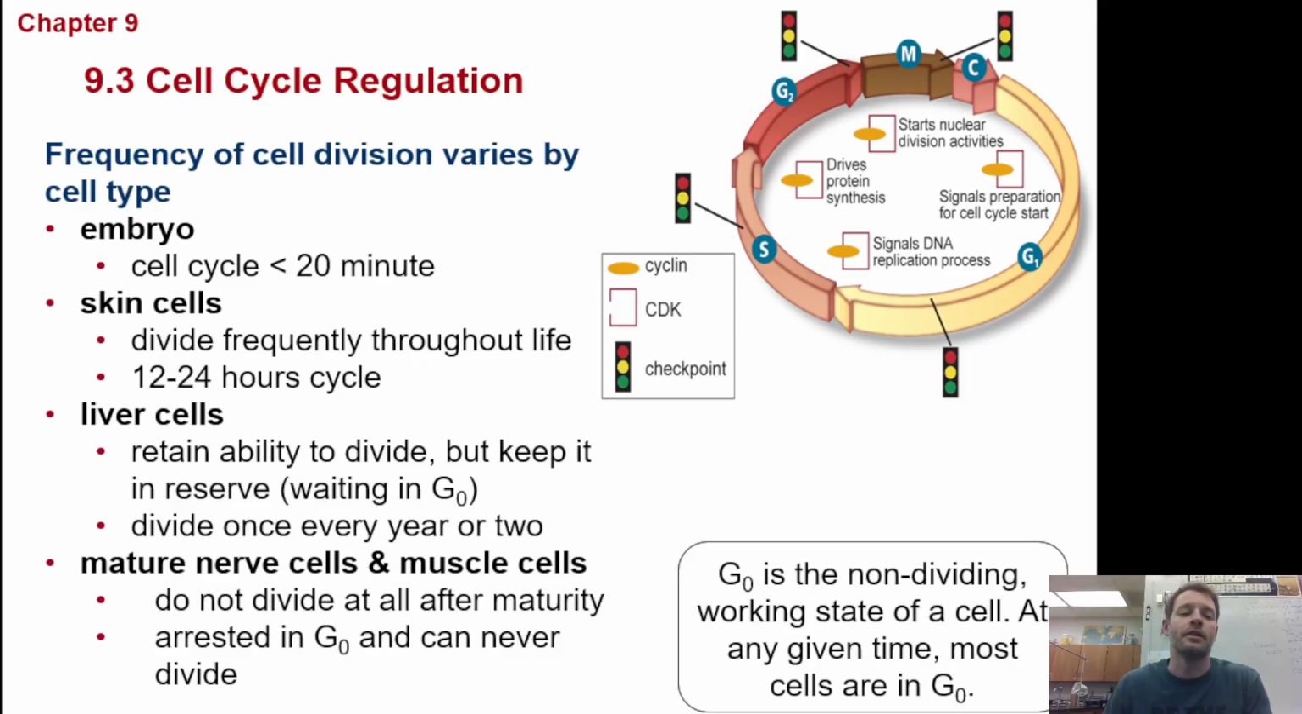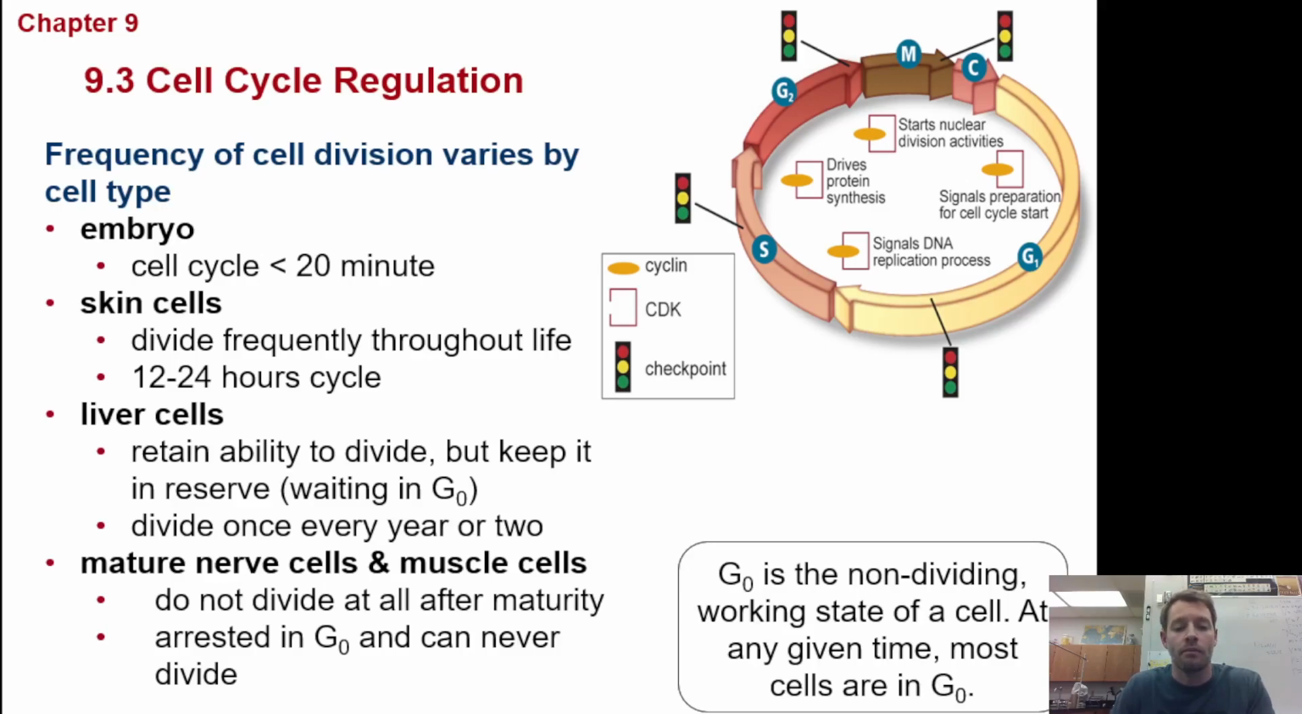Depending on the cell type, the frequency of cell division will vary. For embryonic cells, the cell cycle is less than 20 minutes. For skin cells, it's between 12 and 24 hours. For liver cells, they retain the ability to divide, but they keep it in reserve. They typically will not divide unless they are damaged, the tissue is damaged overall.